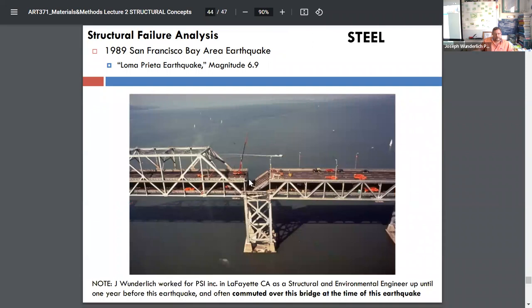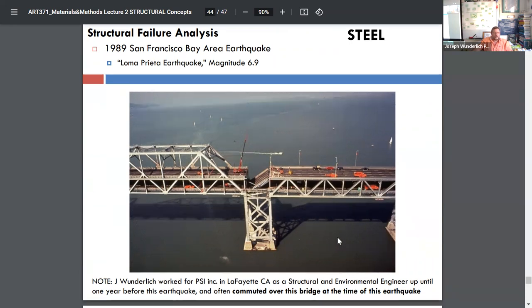This is another failure here. The way this deck was put together, you have C channel sections. So in cross section of a structural member, you have C channels butting up against each other and riveted together. But the different ends of the bridge were pulling apart during the earthquake lateral loads, and so those rivets just sheared, and then the deck fell. I think two people might have died.